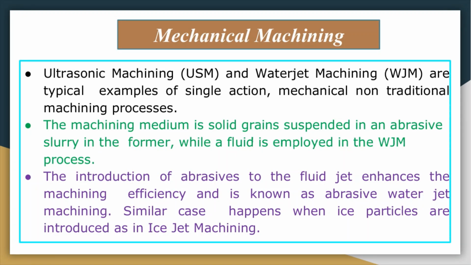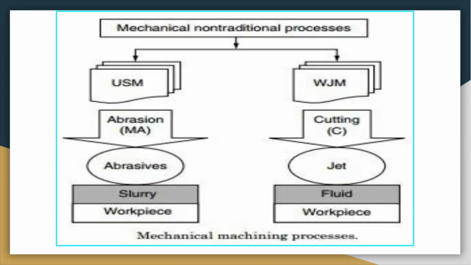Now first, the mechanical advanced machining processes, like abrasive jet machining, ultrasonic machining, and water jet machining. They are developed but with limited success. Here kinetic energy of either abrasive particle or water jet is utilized to remove the material from the workpiece. Abrasive water jet machining also uses kinetic energy of abrasive particles, which are flowing along with the water jet.